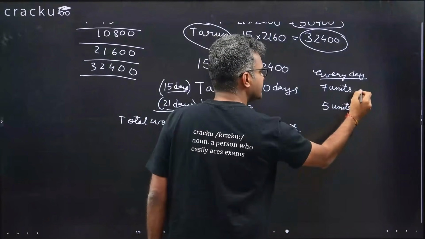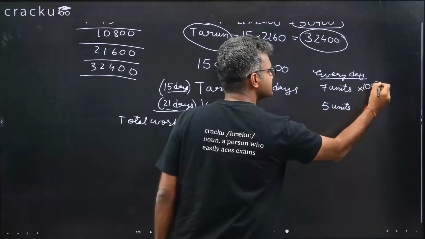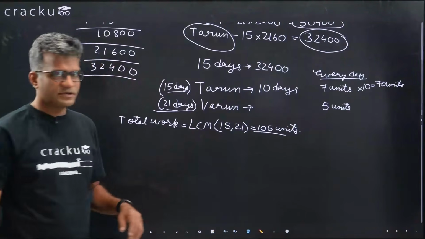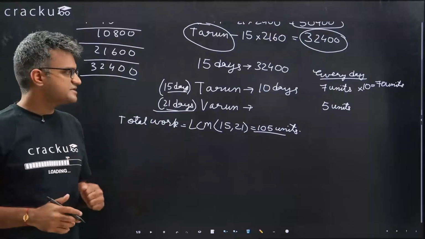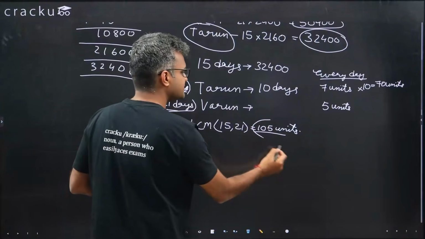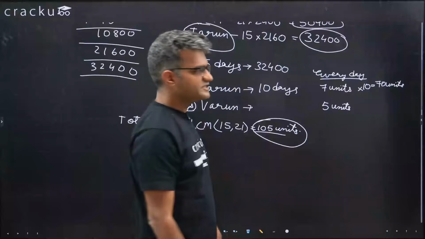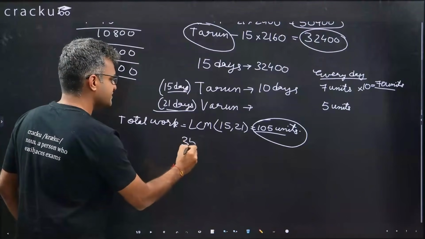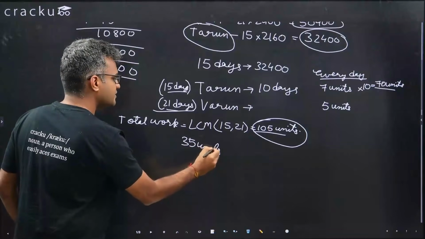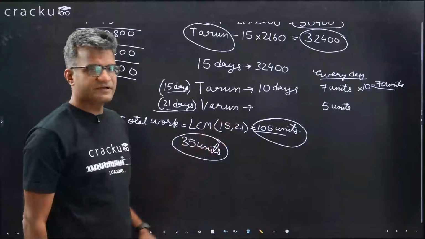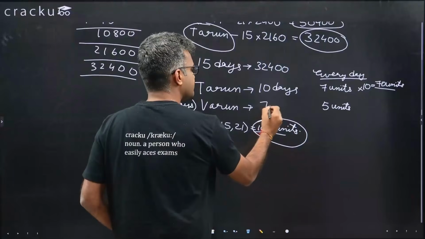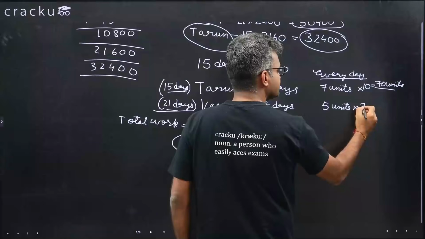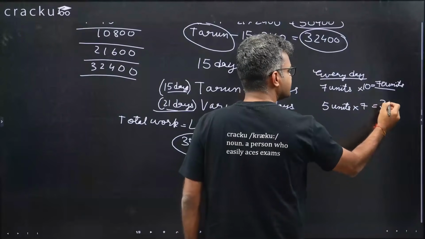We want Tarun to work for 10 days. So this guy will finish 70 units. How many days should Varun work? Should Varun work for all the 10 days? No, he doesn't need to work for all the 10 days because the total work that needs to be done is 105 units. Tarun himself has finished 70 units. The amount of units that is remaining is only 35 units. And Varun finishes 5 units every day. So Varun has to work only for 7 days. And in these 7 days, he will be doing 5 units of work every day. So this guy will finish 35 units.